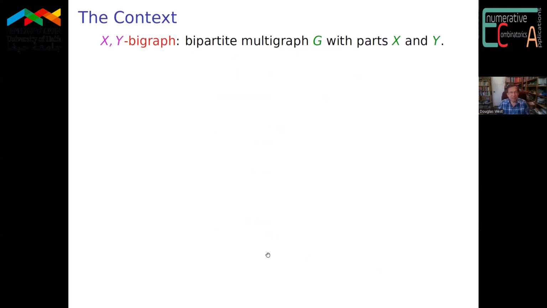So let's begin with the context of what we're talking about. I'll be interested in bipartite multigraphs. So I have parts X and Y covering the vertices that are independent sets, and I may have multiple edges. So I'll call this an XY bigraph. An X matching will be a matching that covers all the vertices of X.